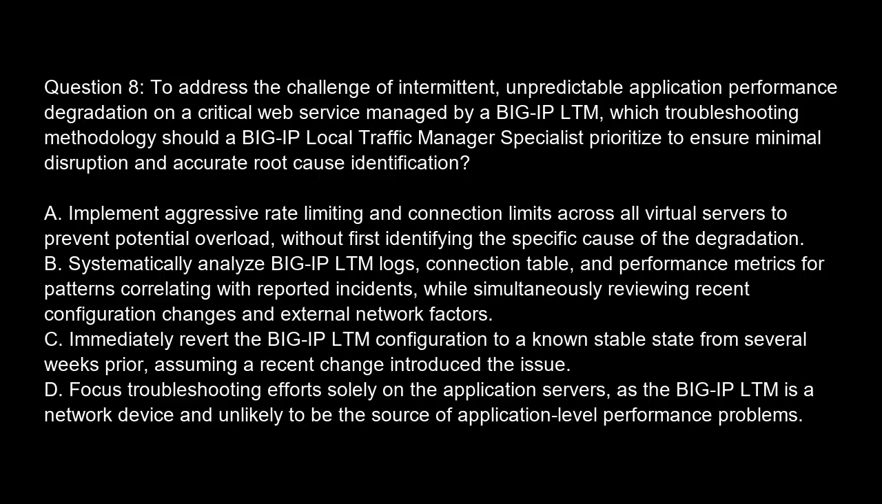Option B. Systematically analyze BIGIP LTM logs, connection table, and performance metrics for patterns correlating with reported incidents, while simultaneously reviewing recent configuration changes and external network factors. Option C. Immediately revert the BIGIP LTM configuration to a known stable state from several weeks prior, assuming a recent change introduced the issue. Option D. Focus troubleshooting efforts solely on the application servers, as the BIGIP LTM is a network device and unlikely to be the source of application-level performance problems.